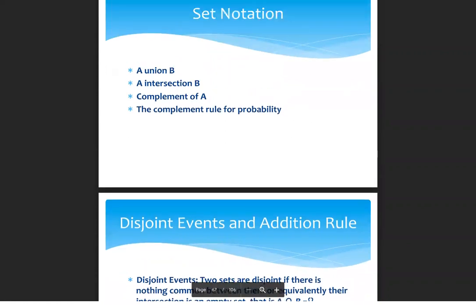All right. So think of this example of rolling a die. If you roll a die, what do you get? Your possible outcomes are either 1, 2, 3, 4, 5, or 6. And this is your sample space, right?